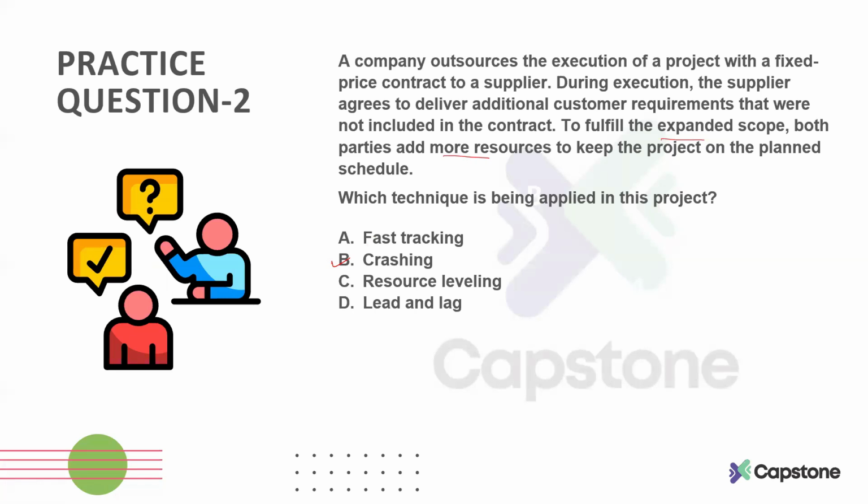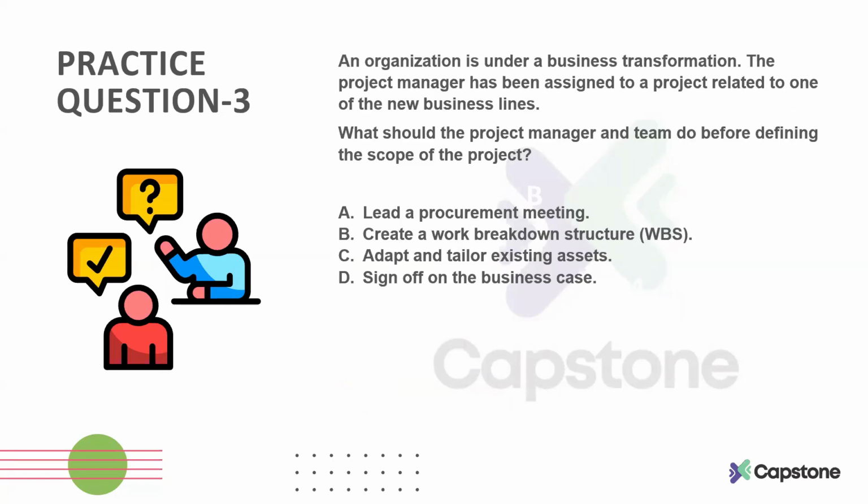Fast tracking, what happens in fast tracking? Can anyone tell me why fast tracking is not the right answer here? Because in fast tracking, we start the activities in parallel. And yes, Ahmed, you are very right. In fast tracking, we do not spend any extra money or extra resources. We try to compress the schedule by starting multiple activities in parallel. Okay, so now let's move to the third question.